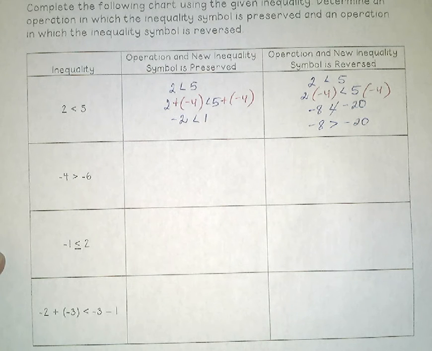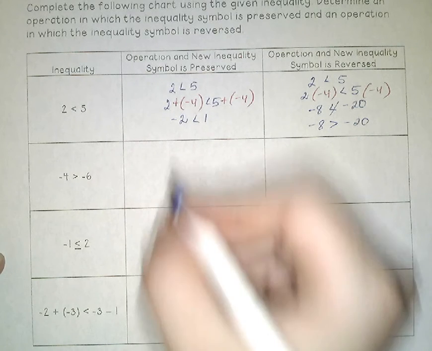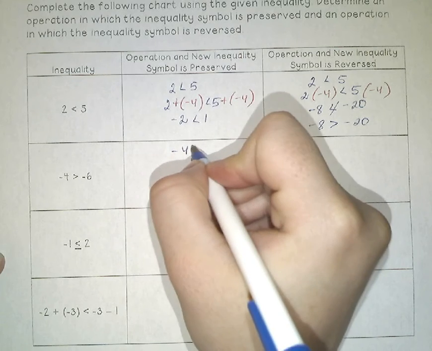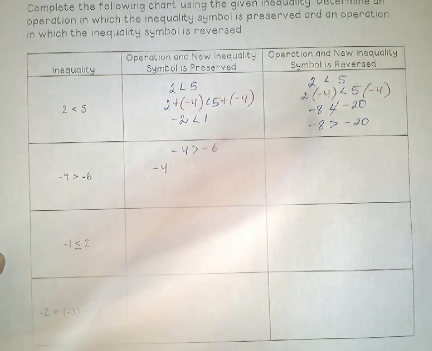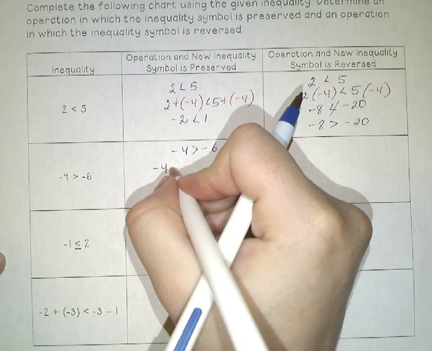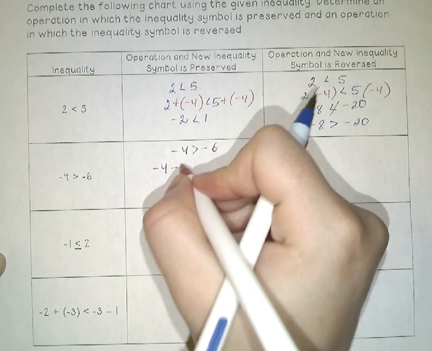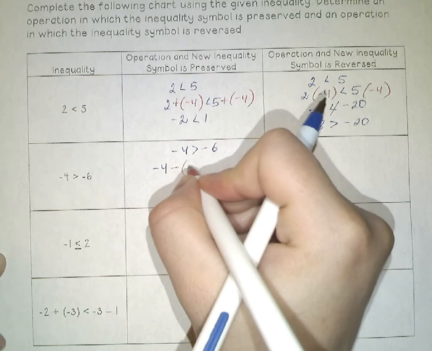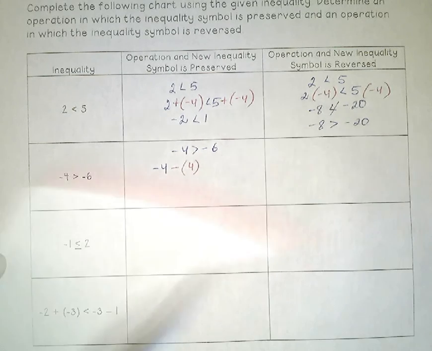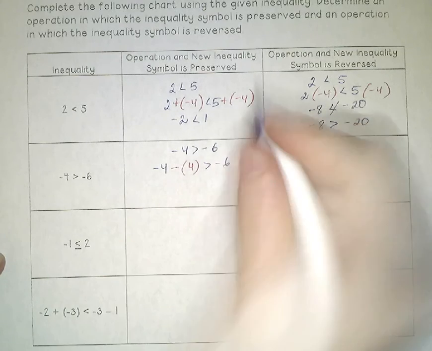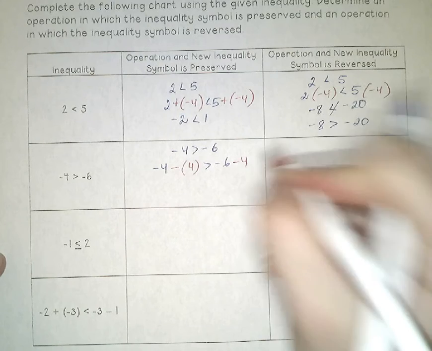Okay? Negative 4 is greater than negative 6. So I was adding a negative number. Let's now subtract something. Let's subtract negative 4. I like that negative 4 example. Well, let's subtract 4 actually. Negative 4 is greater than negative 6, and I will subtract 4.